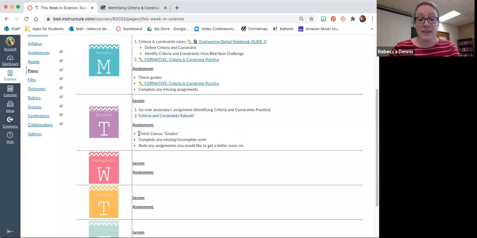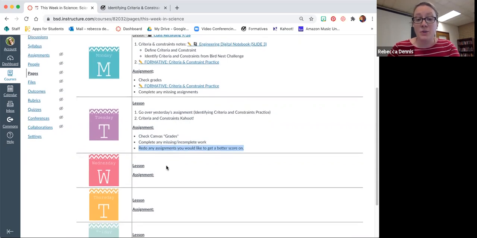The assignment for today is to check your grades and complete any missing or incomplete work. And if you want to redo any of the assignments that you didn't like the score on, you're welcome to go back and do that and look at the feedback that I've given you. Tomorrow's lesson is going to have you doing another one of those formative practices like the one that we just did. It's going to look exactly the same. It's just going to have a new scenario.